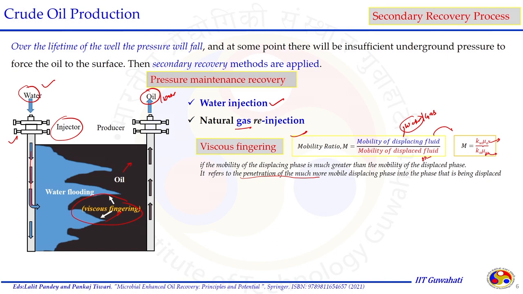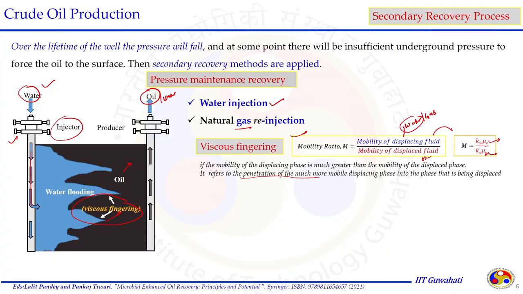Hence, to have a better recovery by water injection, the mobility ratio should be less than 1. But as we know, the viscosity of the oil remaining in the reservoir after the primary process is higher than the viscosity of the water. That's why the viscous fingering happens. But still, some of the water that is injected pushes the oil towards the production well, and we get the recovery by the secondary process.